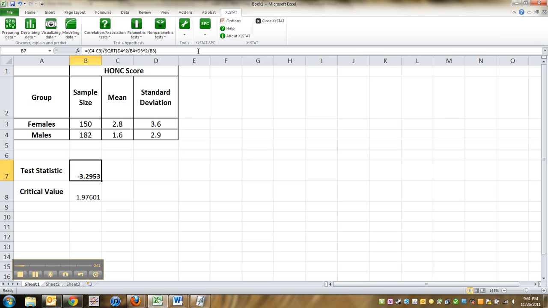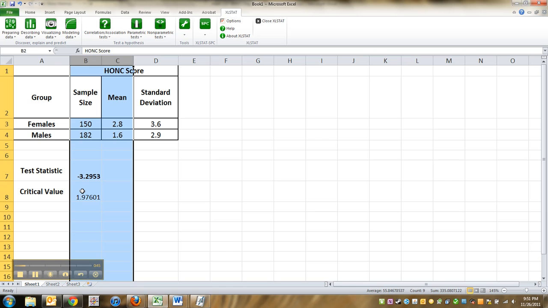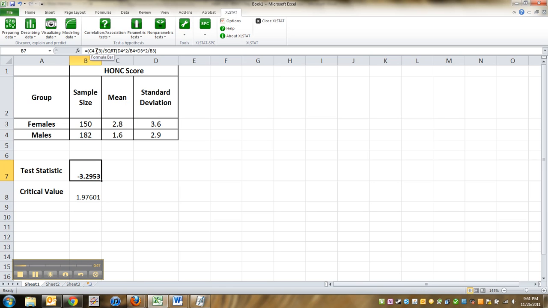It's a rather large formula, so let me bring it up. It's C4 minus C3, so take the difference in these two means, C4 minus C3, and then you close your parentheses, then you divide by the square root, SQRT, of D4, which is 2.9 squared divided by 182 plus 3.6 squared divided by 150. All there with cell referencing. It's glorious, isn't it?